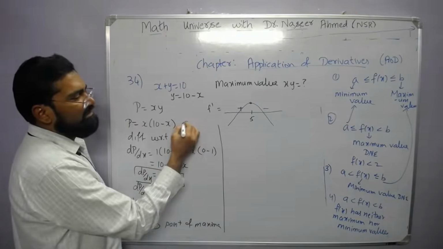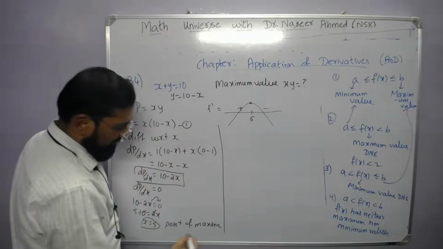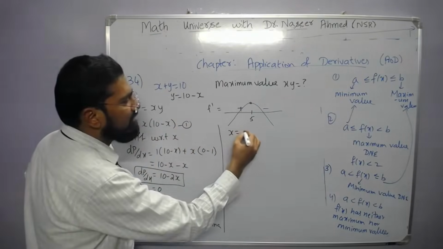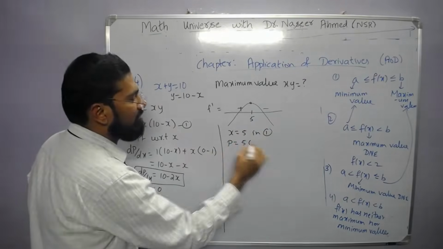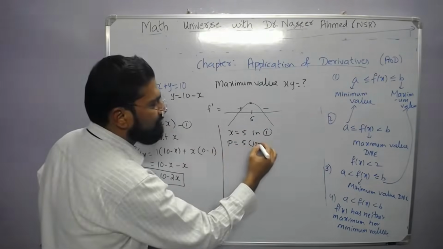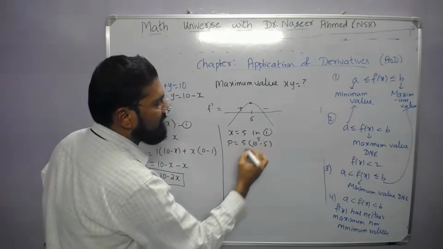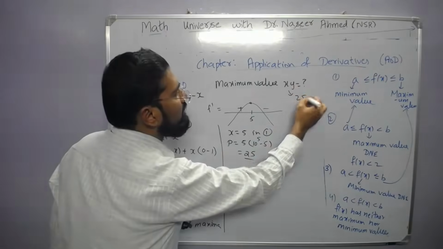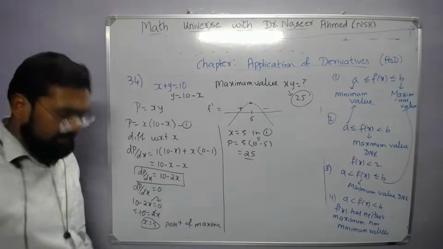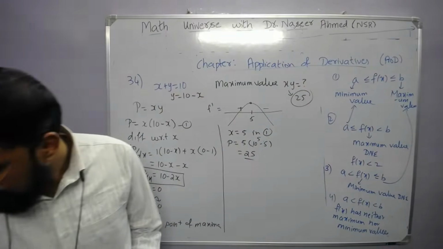Then I want the y value. You can just put it here, no need to find the y value also. If I put x is equal to 5 in equation number 1, we are going to get p is equal to 5 times 10 minus 5. 10 minus 5 is 5. 5 fives are 25. Therefore, the maximum value is 25. Okay, I hope it's clear. Any queries?